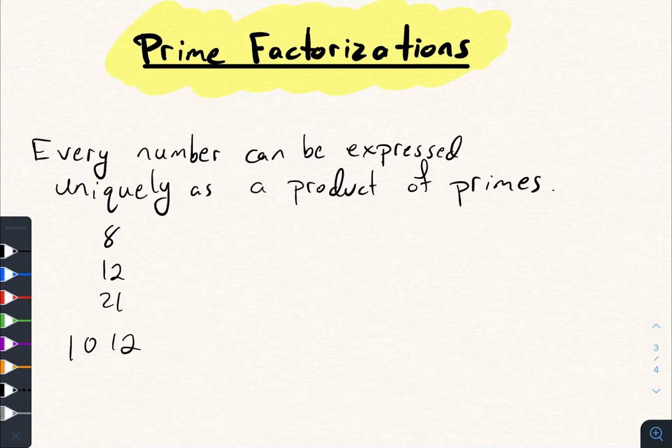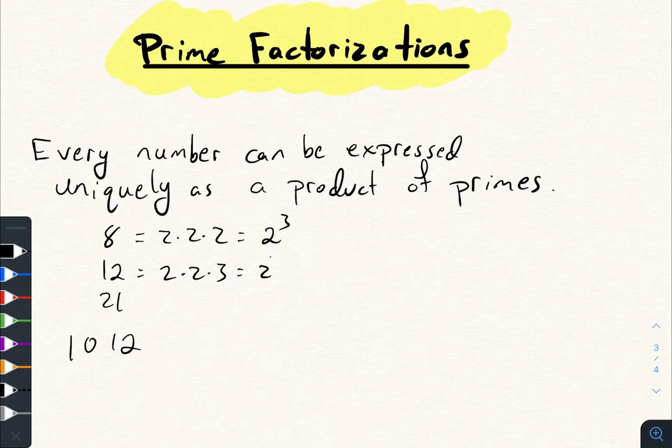Here's a fundamental fact of number theory. Every number can be expressed uniquely as a product of primes. So for example, 8 can be written as 2 times 2 times 2, or just 2 cubed. And 12 can be written as 2 times 2 times 3, or 2 squared times 3.